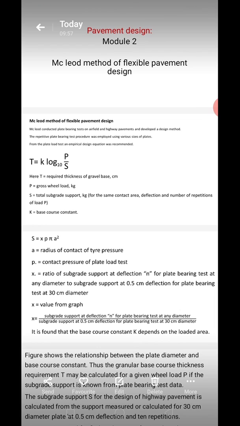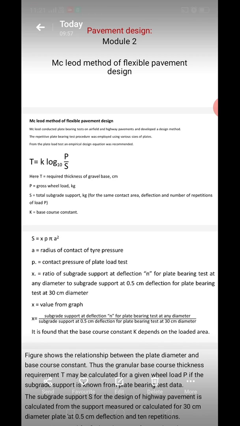area, deflection and the number of repetitions of load P which we are considering in the numerator, and this S can be calculated as x small p pi a square, where x is the ratio of subgrade support of deflection n for plate bearing test at any diameter to the standard 0.5 cm deflection and 30 cm dia plate. The x value we will get from the second graph on y-axis, and small p is contact pressure of plate load test and small a is radius of contact of tire pressure, and this K value depends on the loaded area.